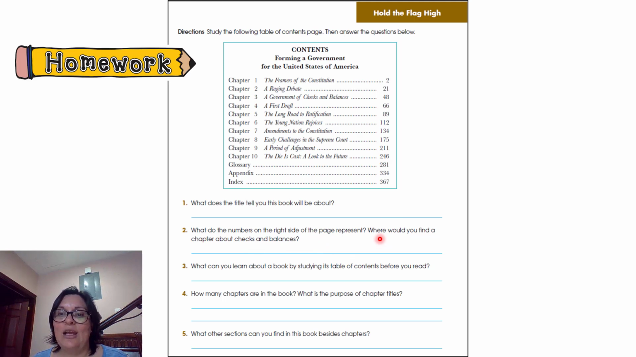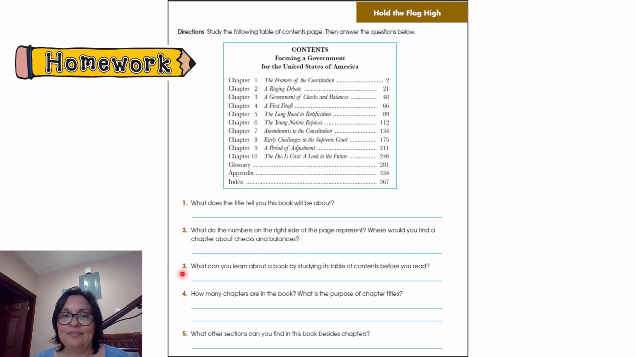And then it says, where would you find a chapter about checks and balances? So reading here, checks and balances. Where are you going to find, in what page are you going to find a chapter of checks and balances? Look, a government of checks and balances. In what page? So, completing here.